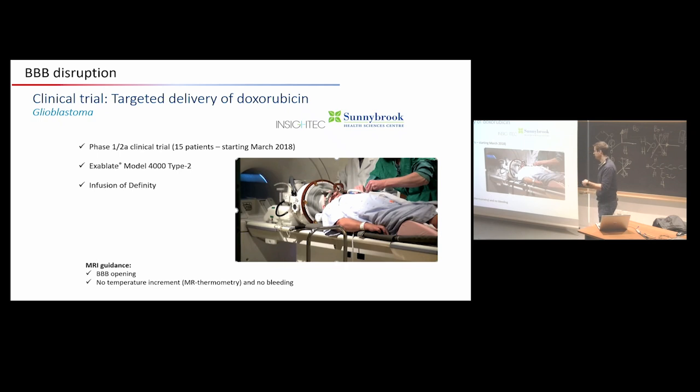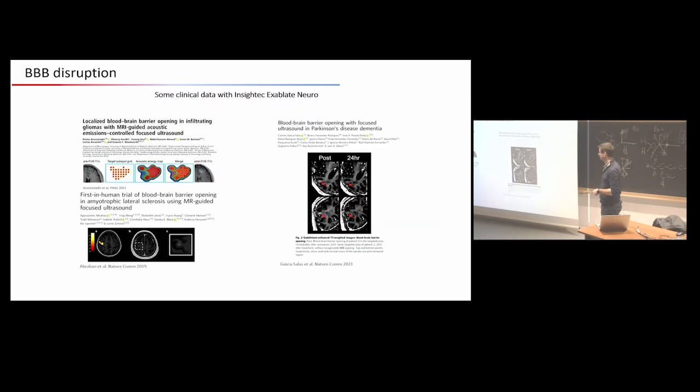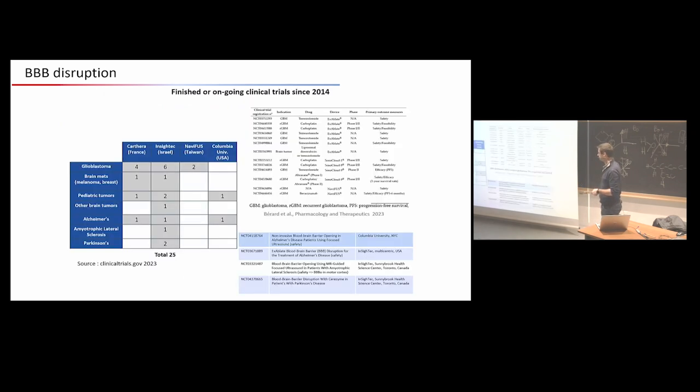Of course, Insightec is doing the same. It was another example. And there are many clinical trials. I did this review last year in 2023, and there were more than 25 clinical trials, not only for glioblastoma. You see also Alzheimer's disease, amyotrophic lateral sclerosis, or Parkinson's.